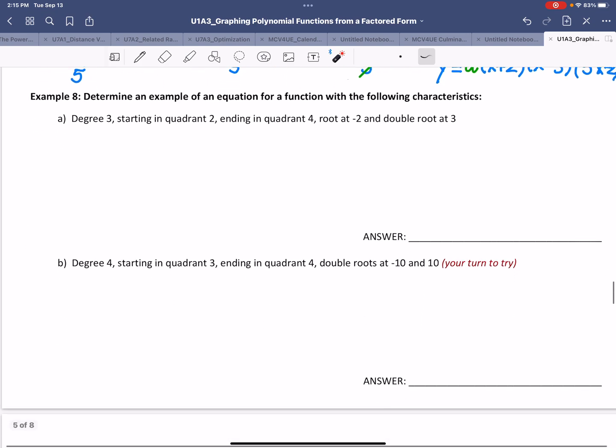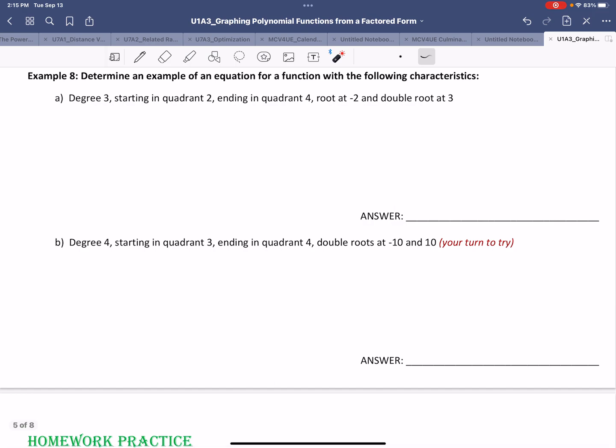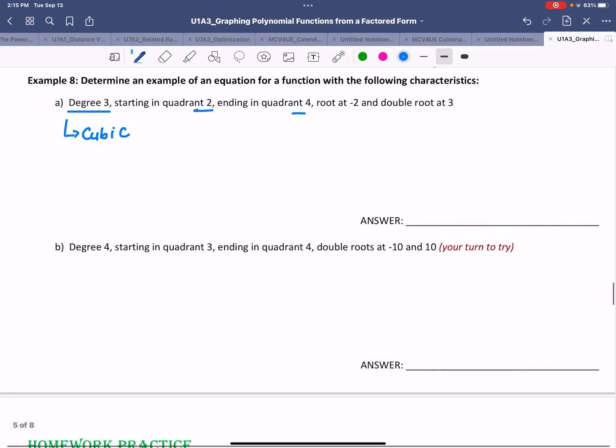Let's do the next question together. In example number 8, we have to determine the equation of a function with the following characteristics. So that's a function of third degree, which means that this must be a polynomial function of third degree or a cubic function. It starts in quadrant 2 and ends in quadrant 4.